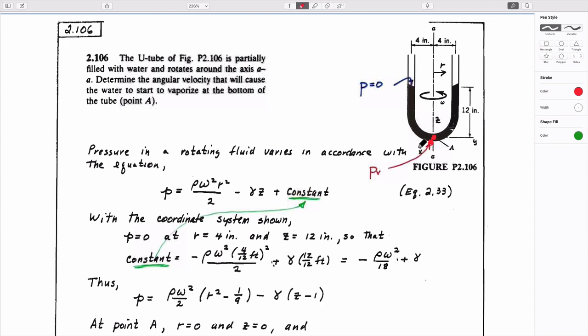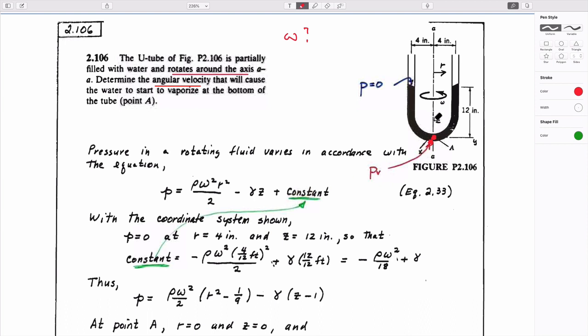But I digress. So the idea is if you take a U-tube, partially filled with water, and rotate it around the axis, what angular velocity, omega, do you have to move it at before it vaporizes? And so because the integrated expressions that we have contain a constant, we don't know exactly what this constant is.